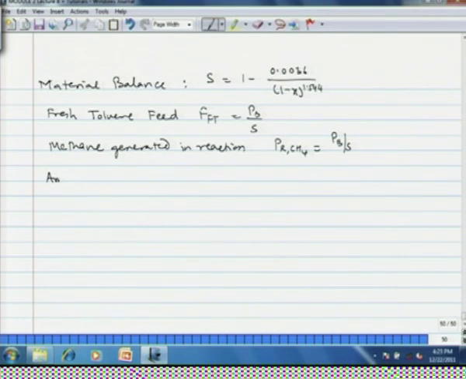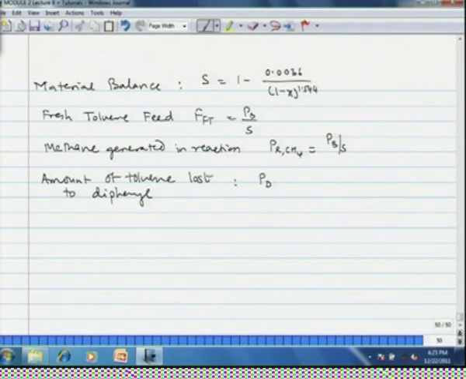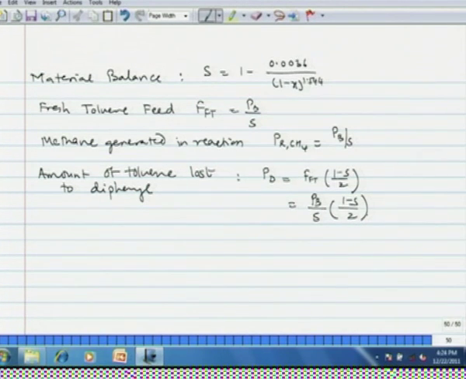Amount of toluene lost to diphenyl is FFT into (1 minus S) by 2. So, that is the production rate of diphenyl, which we can now write in terms of production rate of benzene as PB by S into (1 minus S) by 2. Now, we have already derived expressions for the purge gas.